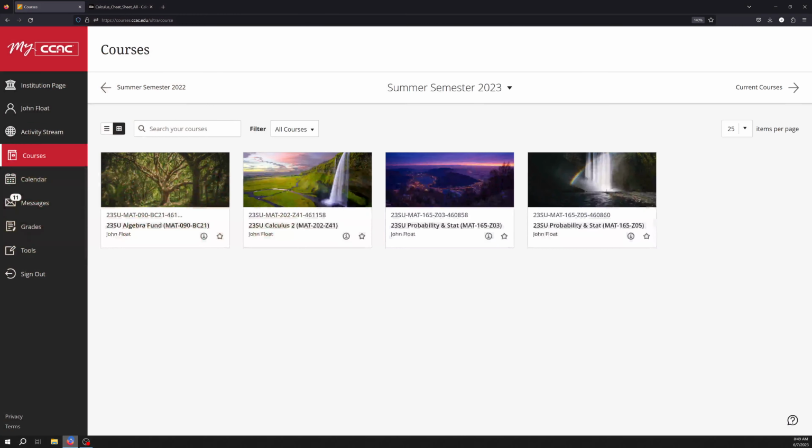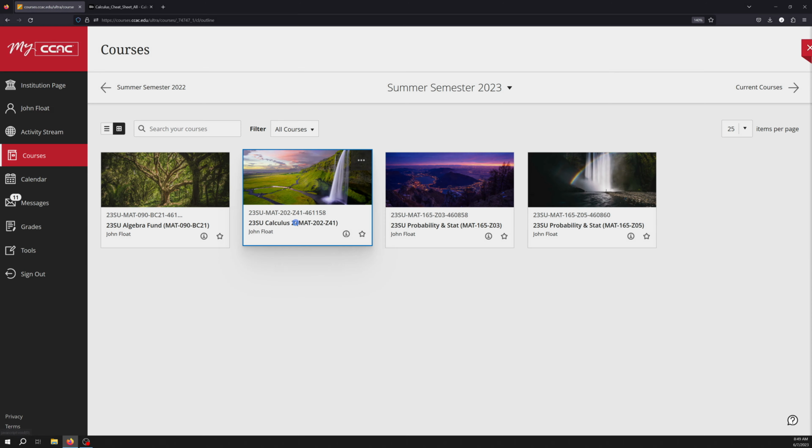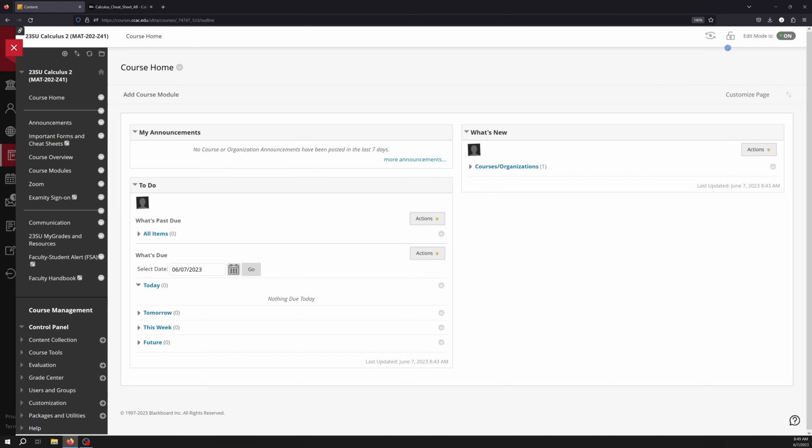So let's go here to Blackboard, and you can see our course right here. It's going to be Calculus 2. It should have this nice little waterfall thing. I did not pick the picture. It picks it for me. I guess I could update that if I wanted to, but I'm going to leave it like that for now because I kind of dig it. So we're going to click on here, and I'm going to leave it like this. This is fine.